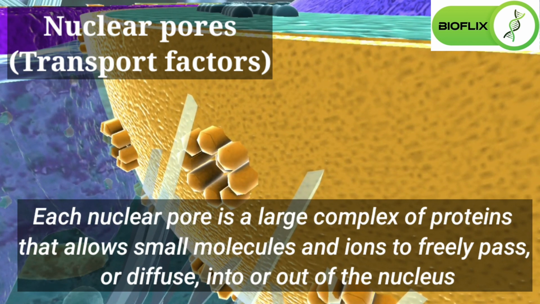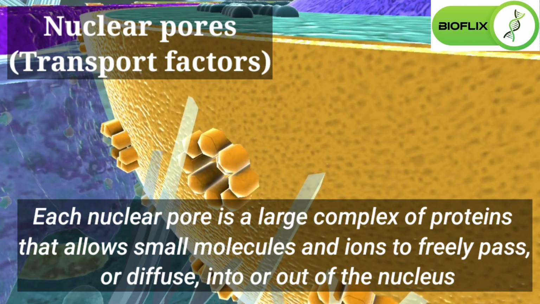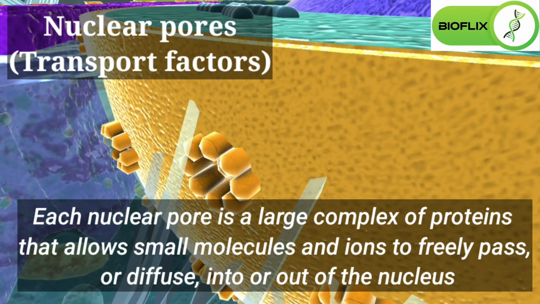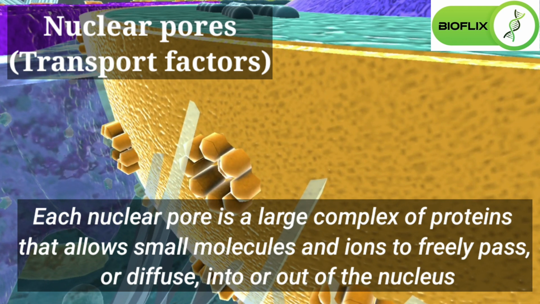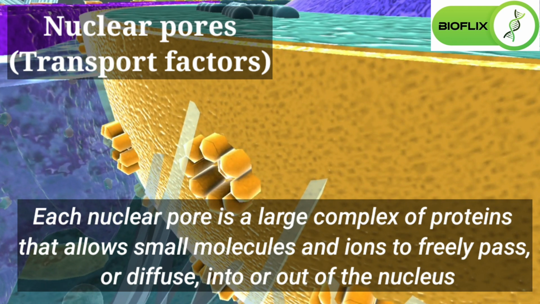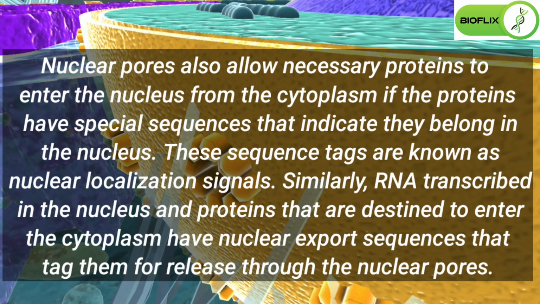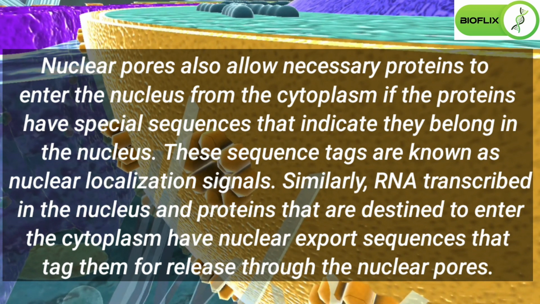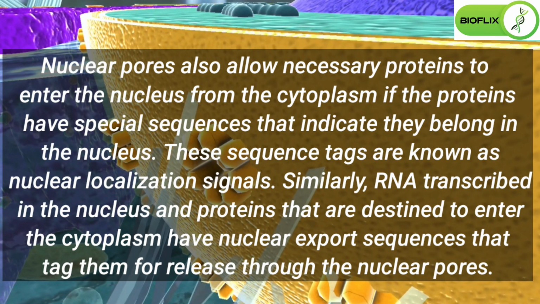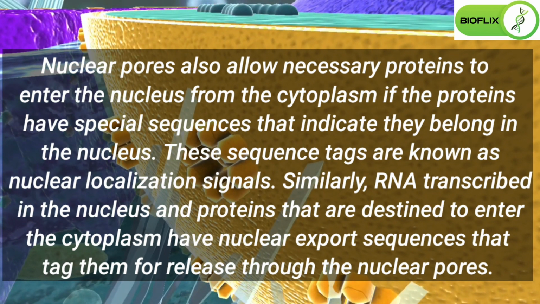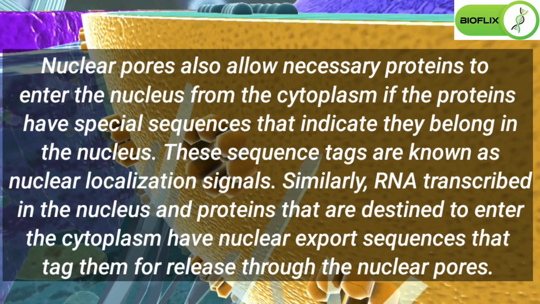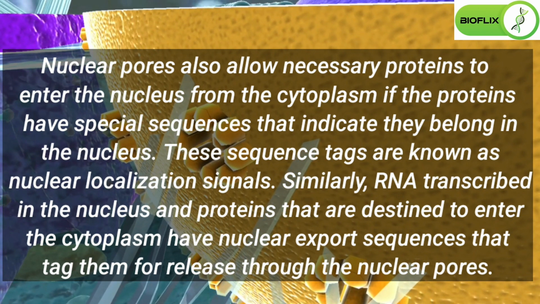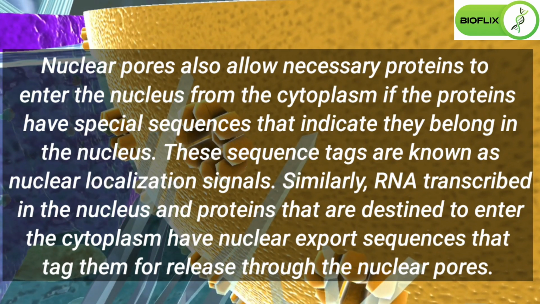Each nuclear pore is a large complex of proteins that allows small molecules and ions to freely pass, or diffuse, into or out of the nucleus. Nuclear pores also allow necessary proteins to enter the nucleus from the cytoplasm if the proteins have special sequences that indicate they belong in the nucleus. These sequence tags are known as nuclear localization signals.